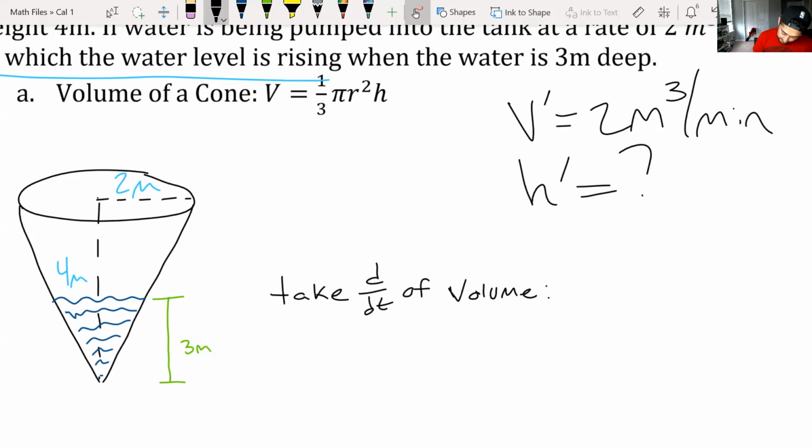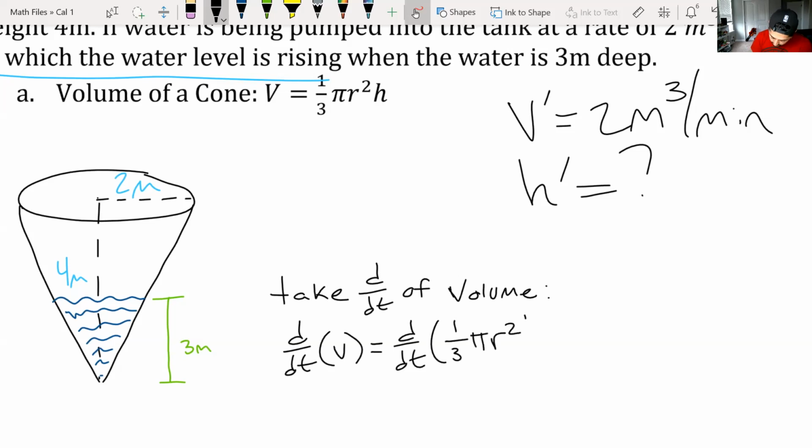Okay, so this means we have d/dt of V equal to d/dt of 1/3 π r² h. Okay, so the left side is simple. The left side becomes V prime. On the right side, just like with the very first problem, 1/3 π are our constants, so we can keep those out.